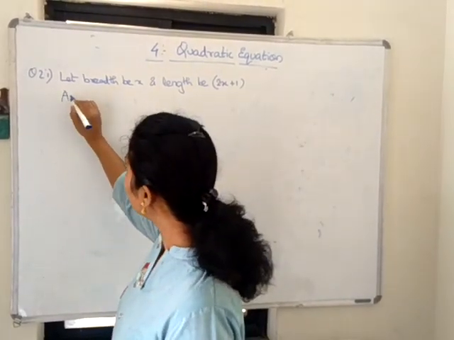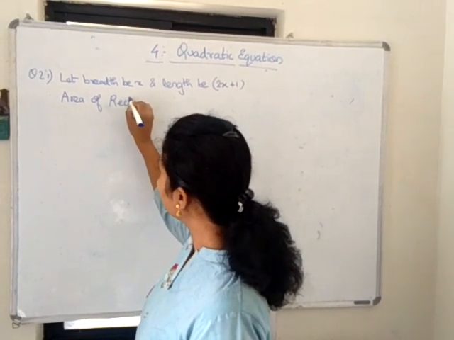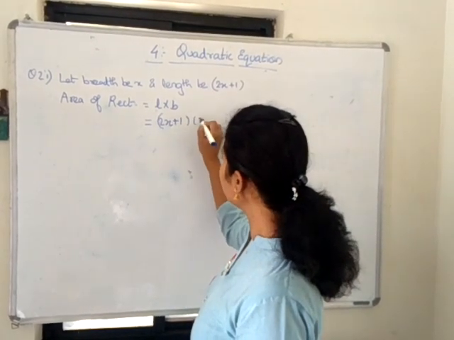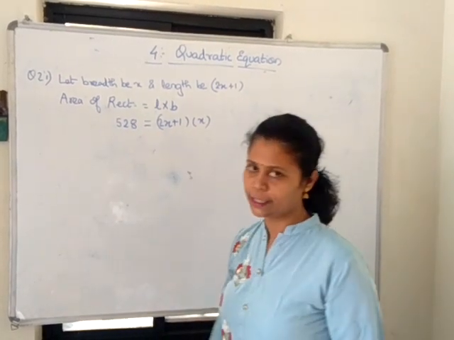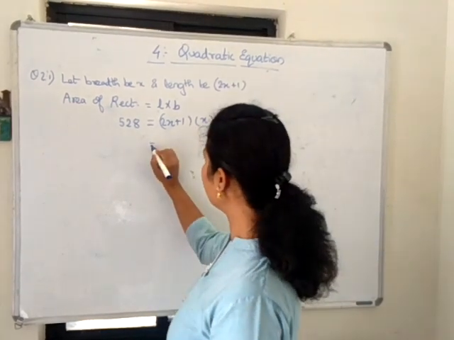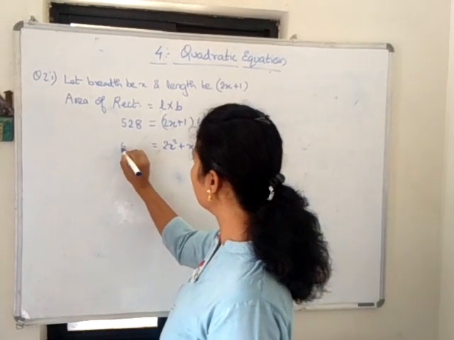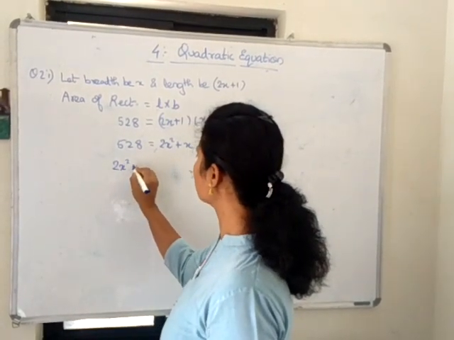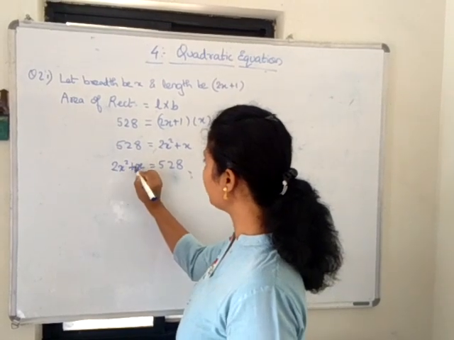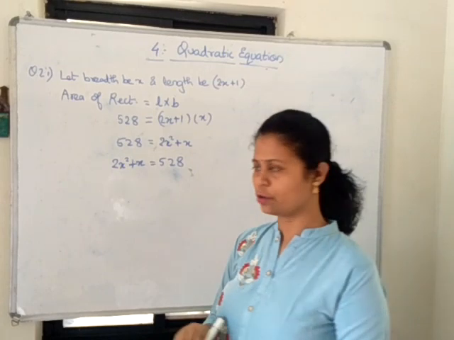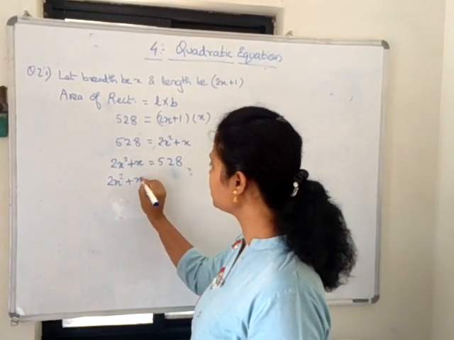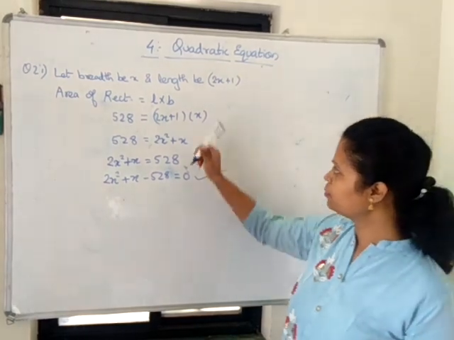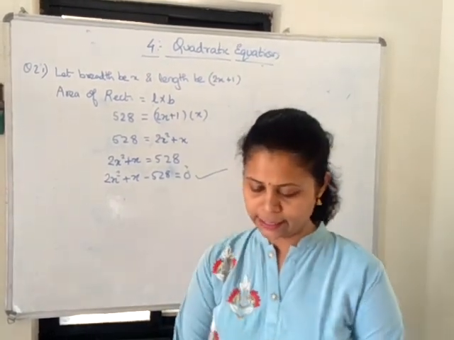Now what is the area of a rectangle? Area of rectangle is L into B. What is our L? 2x plus 1 and B is x. And what is the area given? 528 meters square. So we'll multiply the brackets. We get 2x² + x is equal to 528. Now let us write in the standard form. I can simply flip the sides first. I have changed the side, but no need to change the sign because you are flipping both the sides. Now 2x² + x − 528 = 0 is our quadratic equation. So we have to remember the formula: area of rectangle is length into breadth.